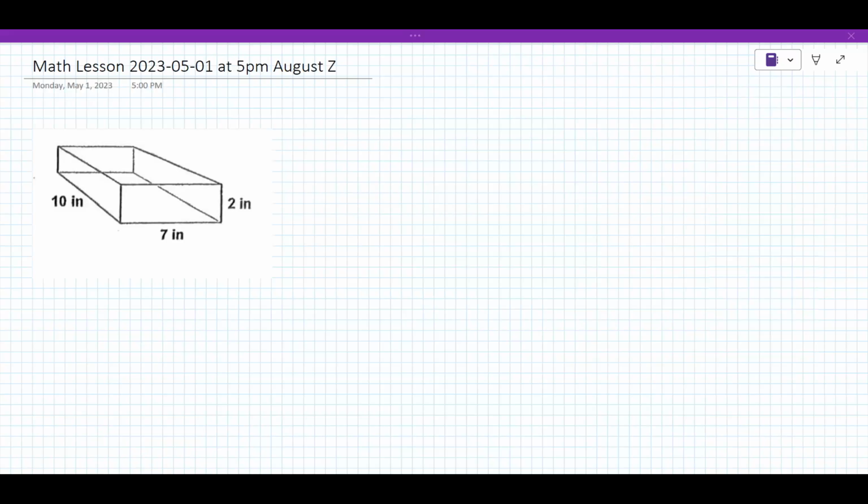Volume of prisms. These are all prisms. They have a very standard formula. It's the 3 dimensions multiplied together. We could give them names like length, width, height, or depth, but it's just the product of the 3 dimensions.